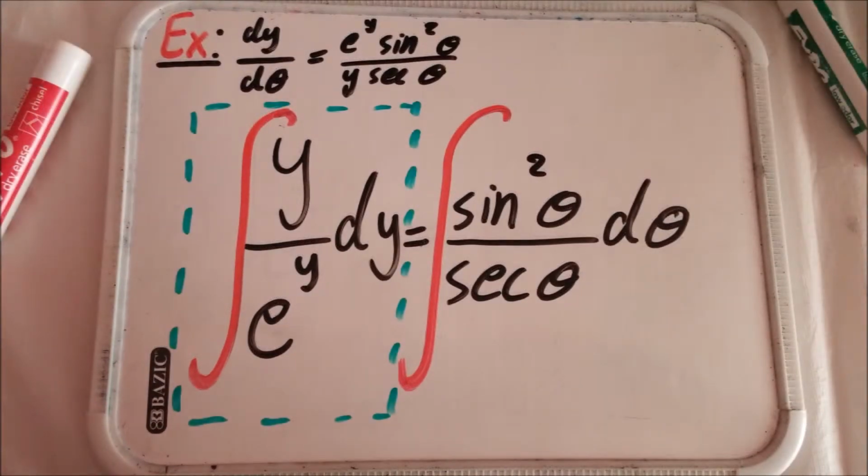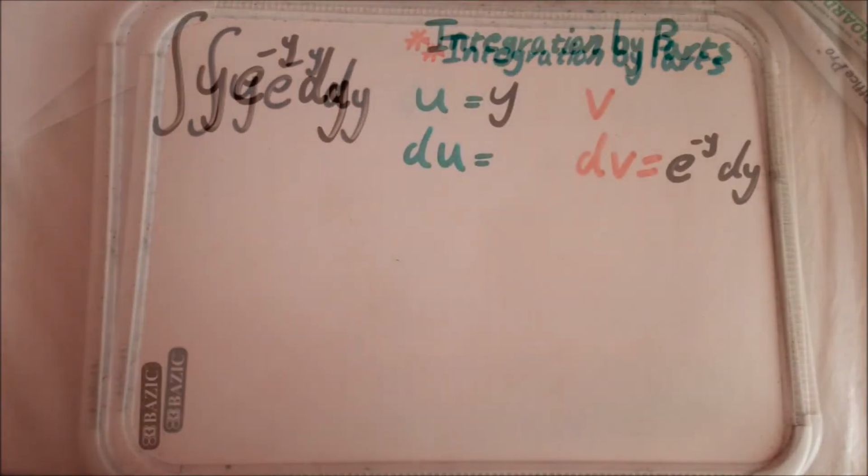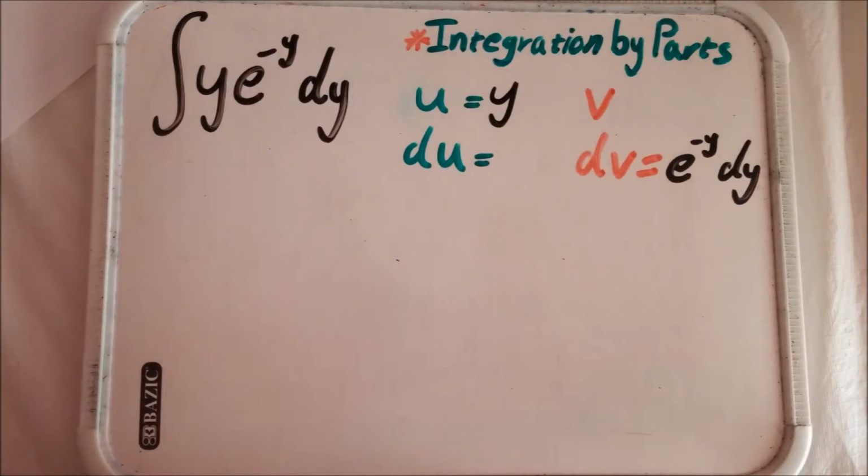At this point, we have learned everything new in this section. From now on, it's just repetition from the past. So let's begin by taking the integral on the left-hand side first. For this one, we use integration by parts, meaning we let u equal y and dv equal e^(-y) dy.